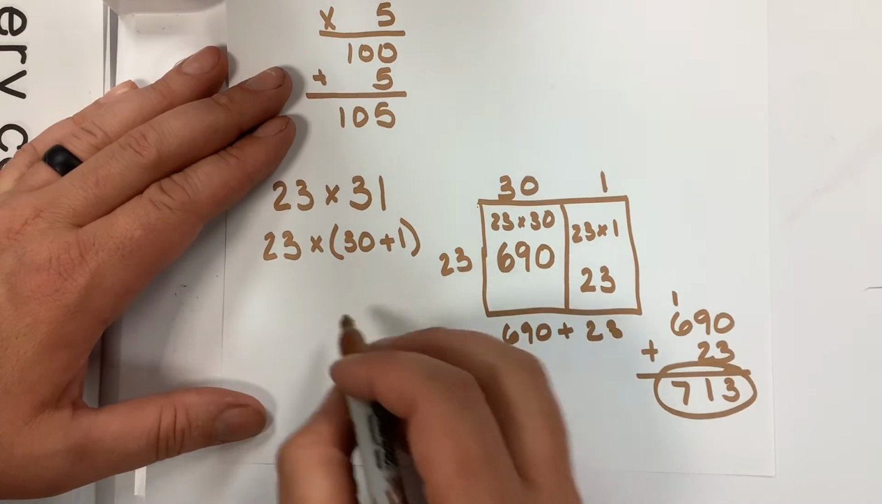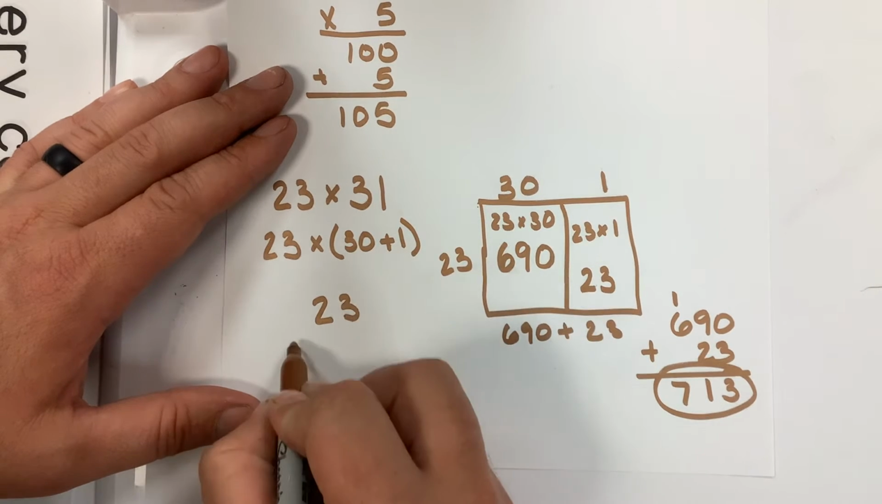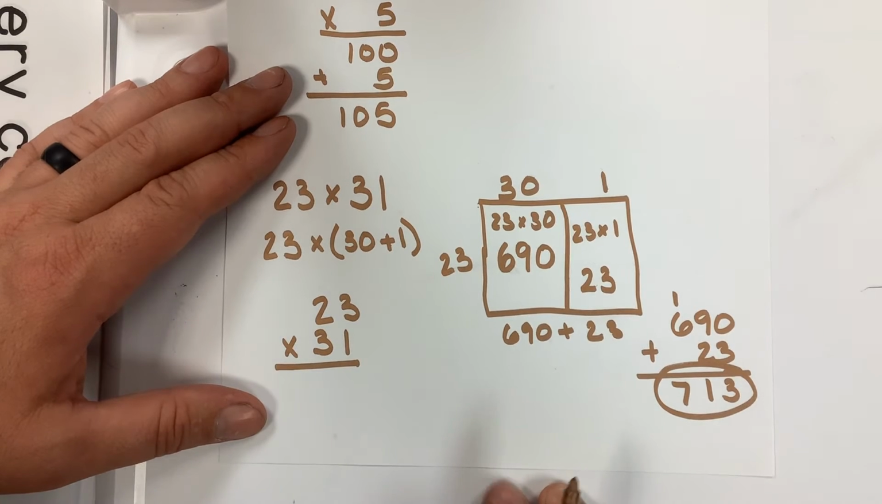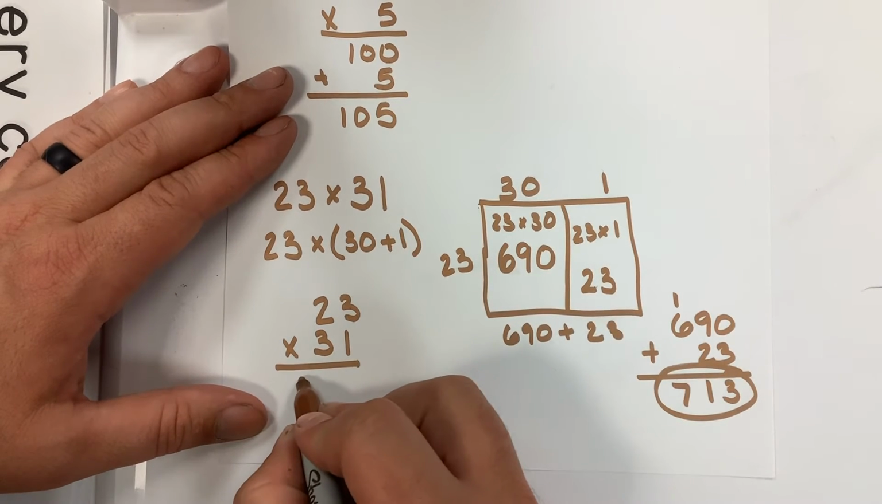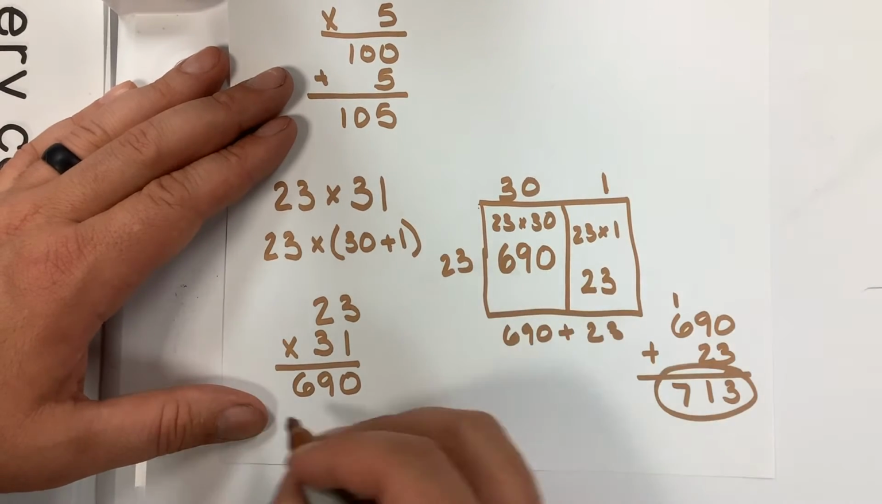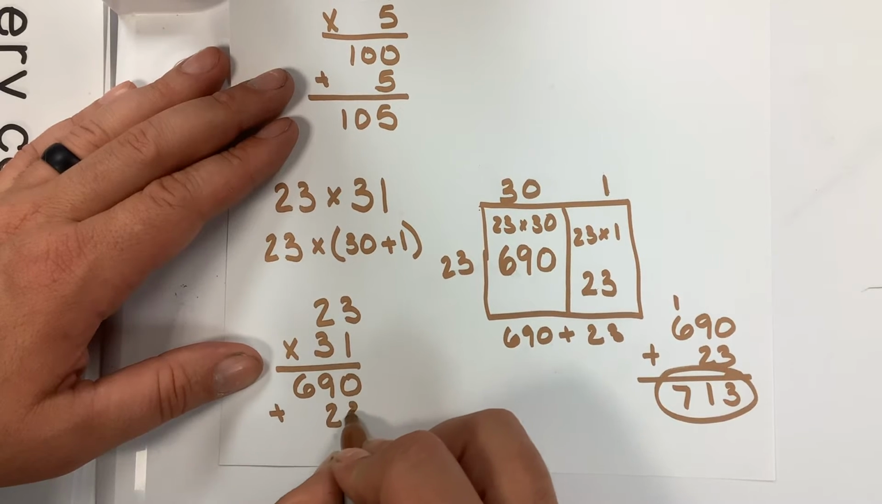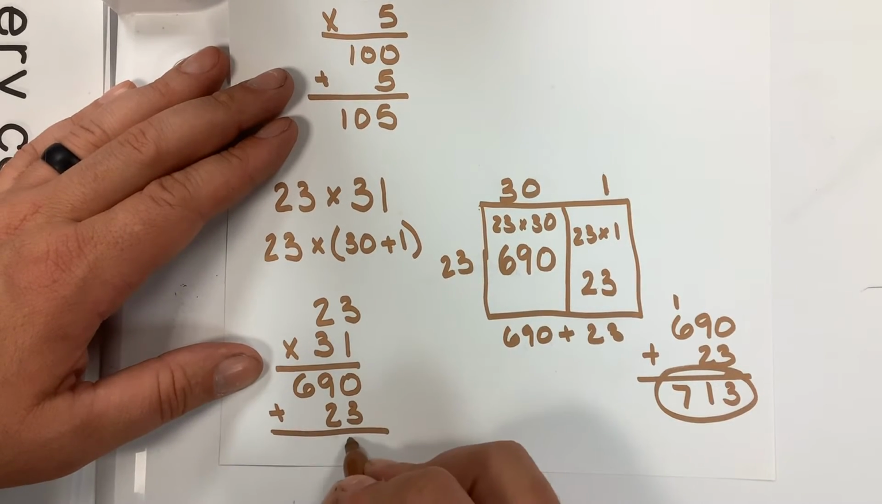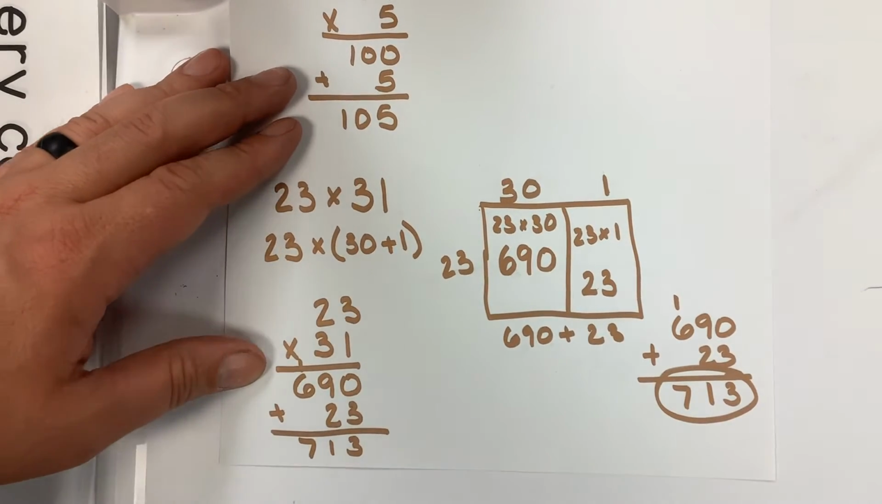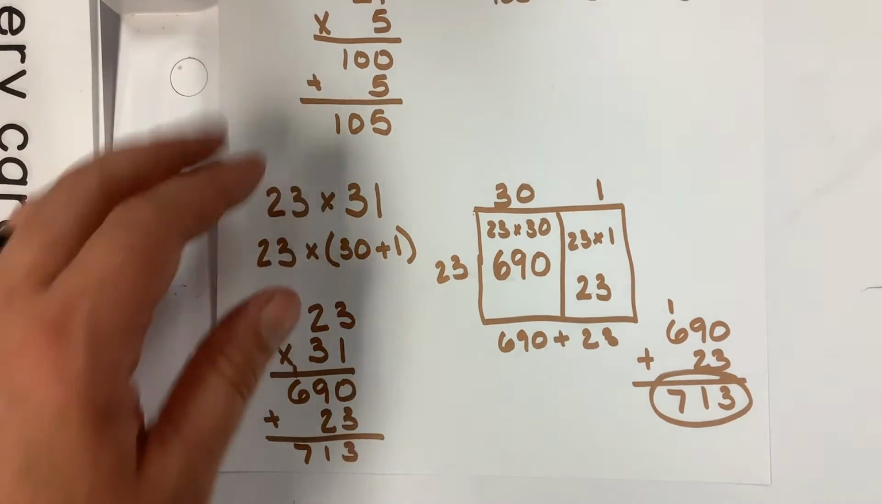If I showed this as the standard algorithm, I would have 23 times 31. My partial products is 690. And 23. Remember, we're not actually multiplying. We're taking our partial products from next door and putting it into the algorithm. Okay, again, at any time, if you need to pause the video, pause it, and we'll go from there.